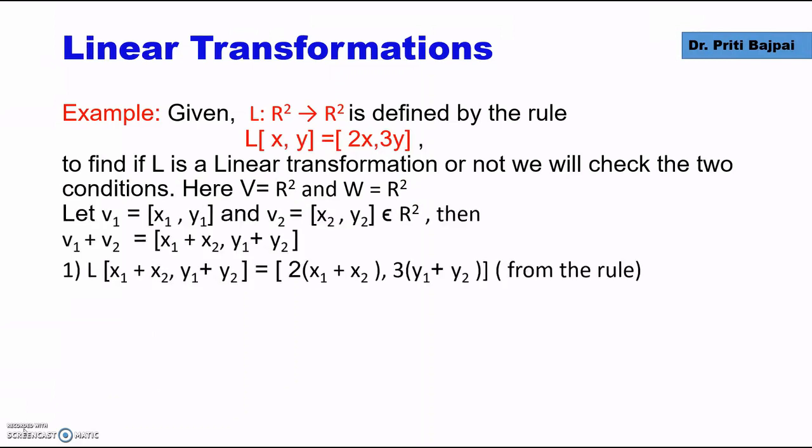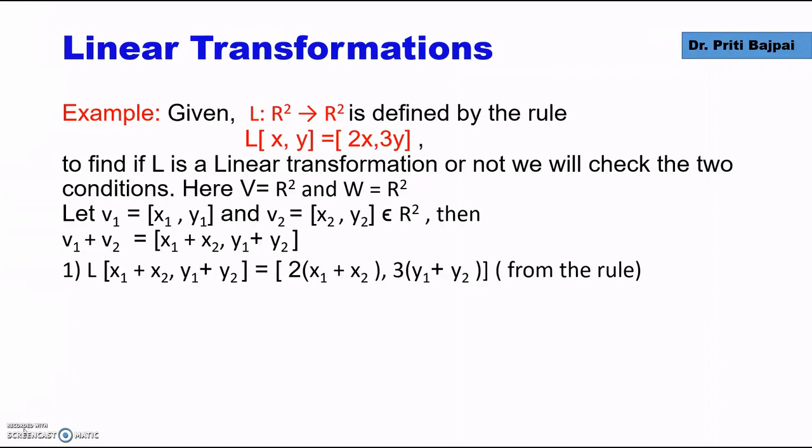Let L be a mapping from the vector space R2 to the vector space R2, and the rule is that L changes the vector (x, y) from R2 to (2x, 3y). That is, the first component is multiplied by 2 and the second one is multiplied by 3.